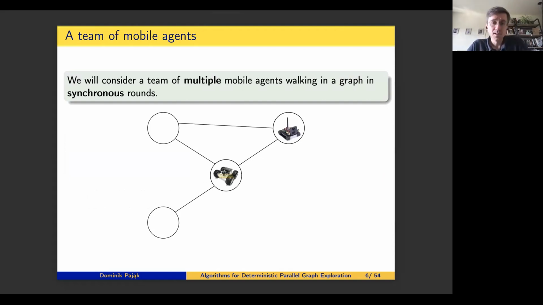This is how it looks. We have a team. Let's say in this example, a team has two agents, and they are moving in synchrony. They both decide at the same time and take the steps. It may happen that they end up at the same node.